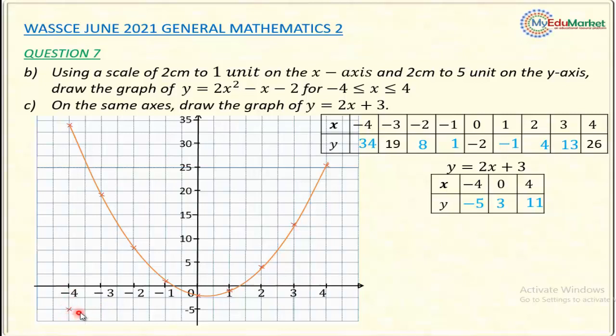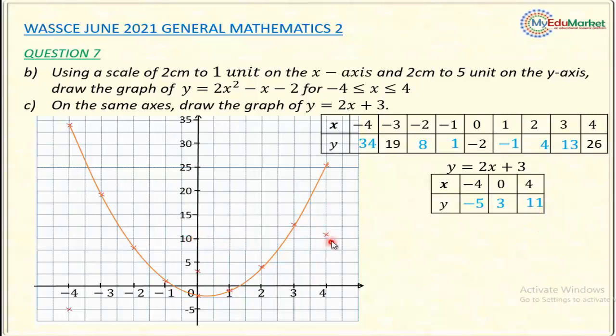Look at it here. I'm going to take the next, x 0, y 3. Y 3 is somewhere here, just one small division after this line, or 6 small divisions above the x-axis. So that will be y 3, and x is 0. So look at it here. Then I will take the last, x 4, y 11. This is x 4, y 11. 11 is just 2 small divisions above 10. That will give you 11.